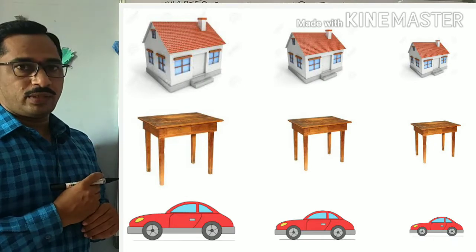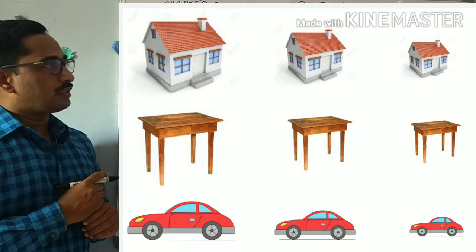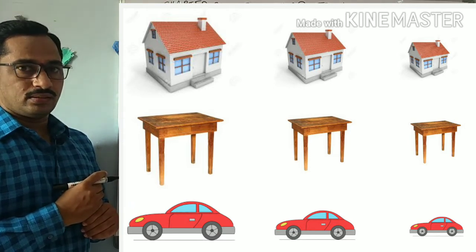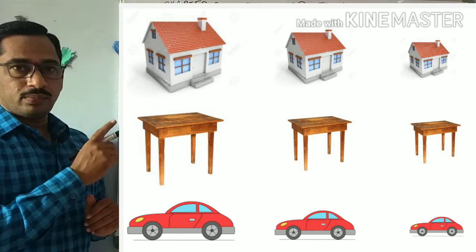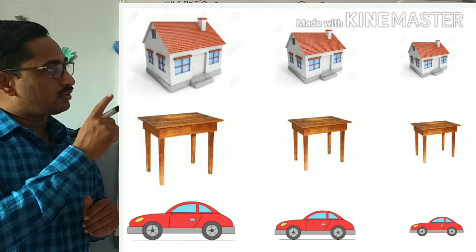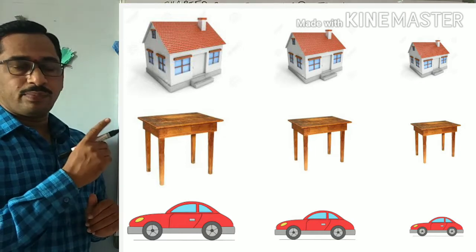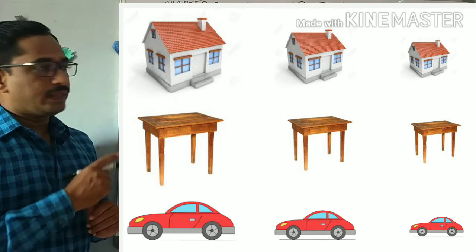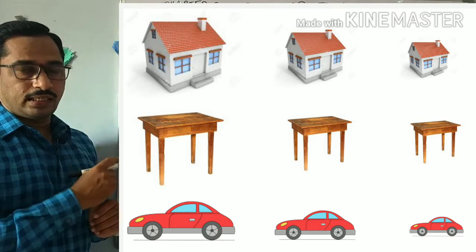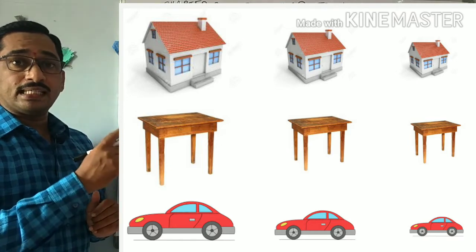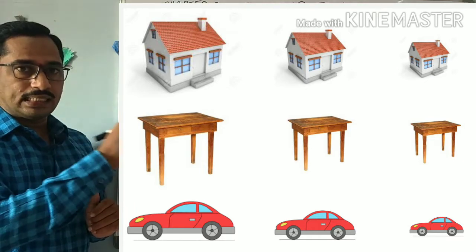In the second type of images, similar to the first type, here are 3 houses. Are they the same size? No, they are not the same size. The shape is the same, but the sizes are in decreasing order. The first house, second house, third house are in decreasing order. Means the shape is the same, but sizes are different. Similarly, observe the tables. All the 3 tables, the shape is the same, but sizes are in decreasing order.